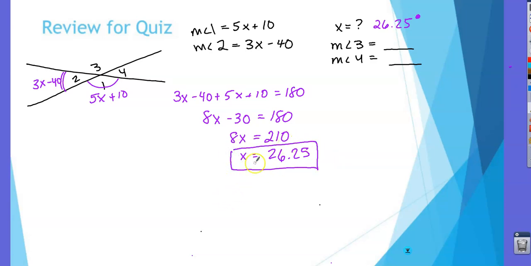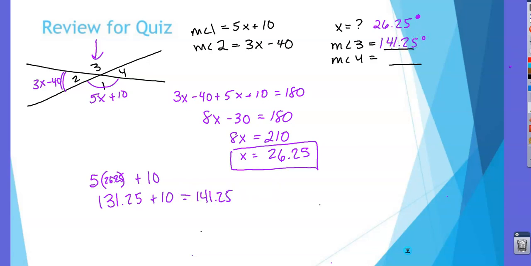Now I need the measure of angle 3. 3 is here, right? I don't have anything marked for 3, but I know that 3 is vertical to 1. So whatever 1 is going to be, 3 is going to be the same. So we could figure out what angle 3 is now that we know x. I'm going to sneak in 26.25 there. I can use my calculator, that's fine. 26.25 times 5, so I get 131.25 plus 10. So I get 141.25 degrees for angle 3. Make sure if you're giving me the measure of the angle, you're using the little degree symbol.